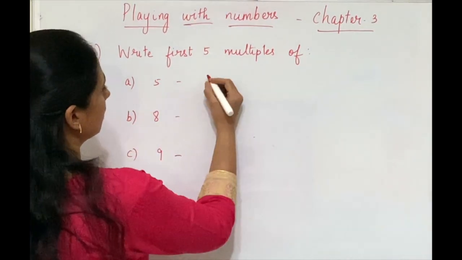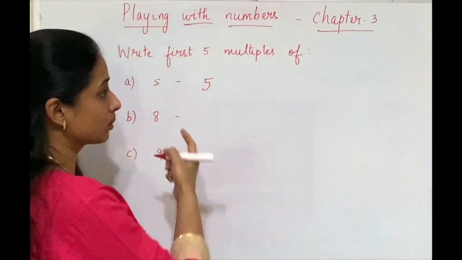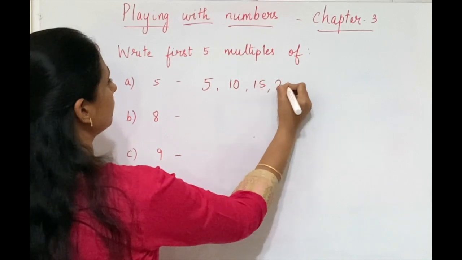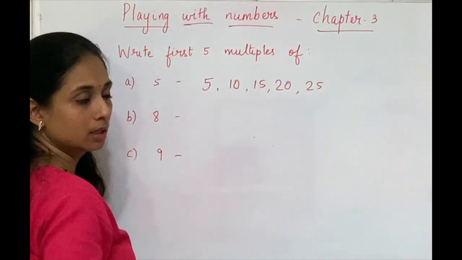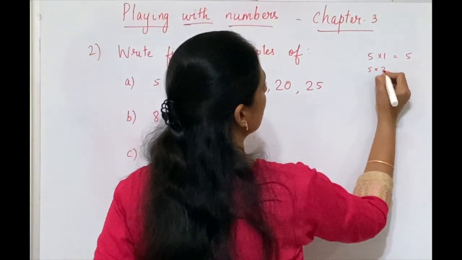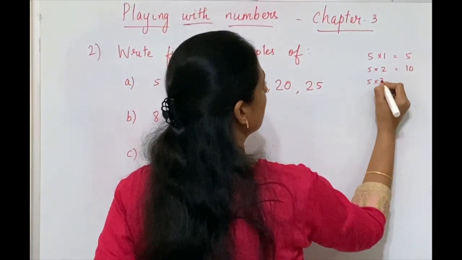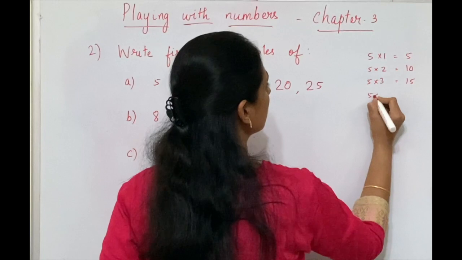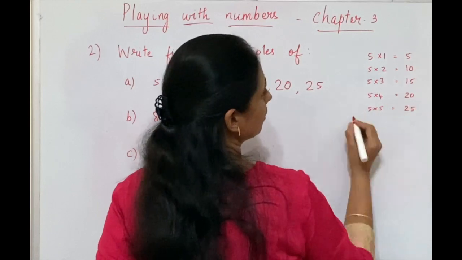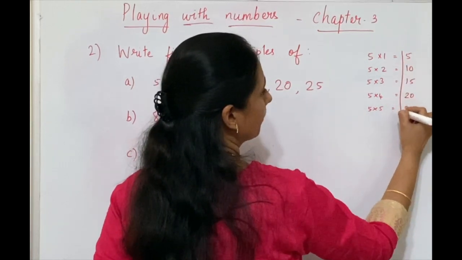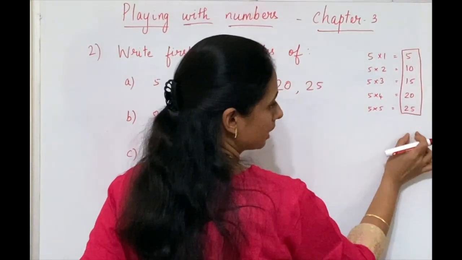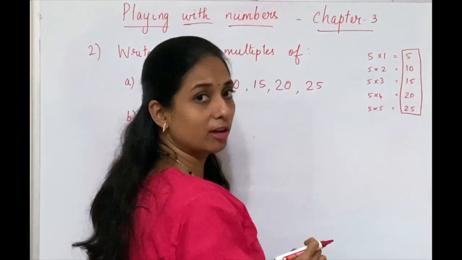First one is 5. So first multiple will always be the same number, 5. Then 10, 15, 20 and 25. Right? See. 5 into 1, 5. 5 into 2, 10. 5 into 3, 15. So this is your 5 multiplication table. I am talking about these numbers. These are all the multiples, and these are the first 5 multiples.